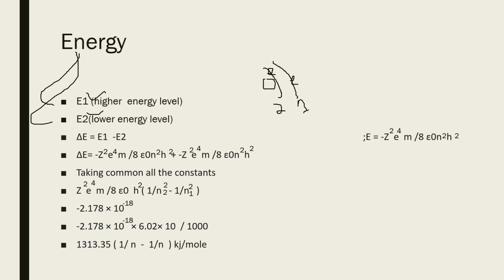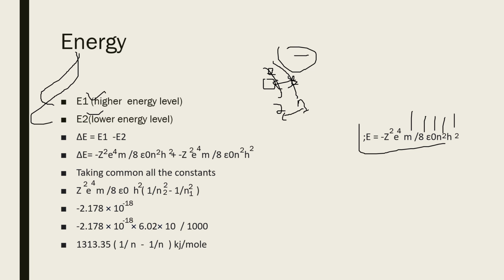Now, we can define the difference between E1 and E2 by a formula. As we know, the value of E is minus Z squared, charge to the power 4, mass, over 8 epsilon naught, n squared and h squared. We take the negative because the attraction force is always termed as negative, as the attractive force is stronger when nearer and the repulsion is less. So we're going to take the value of E in the negative.